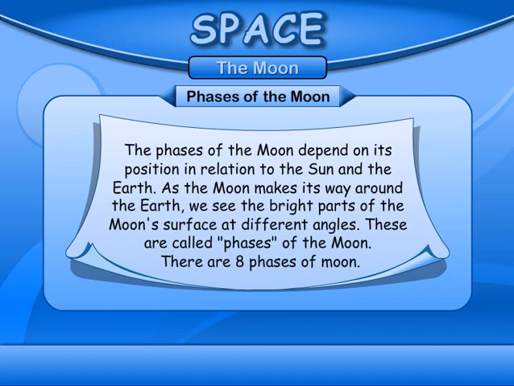Phases of the Moon. The phases of the Moon depend on its position in relation to the Sun and the Earth. As the Moon makes its way around the Earth, we see the bright parts of the Moon's surface at different angles. These are called phases of the Moon. There are 8 phases of the Moon.